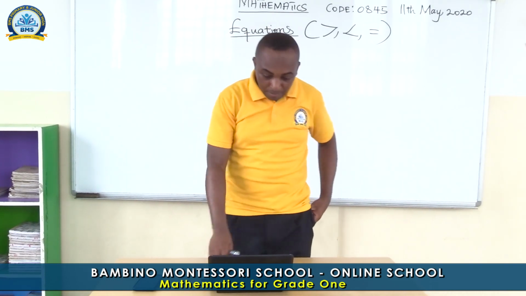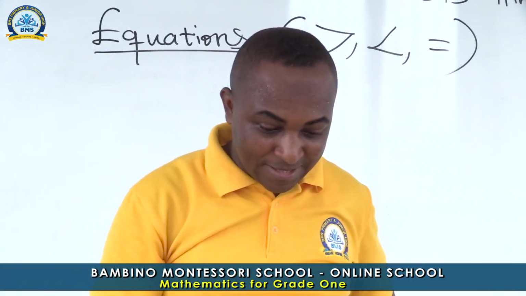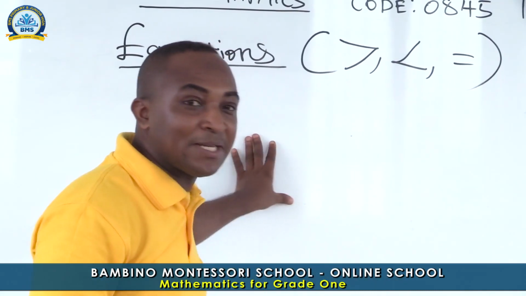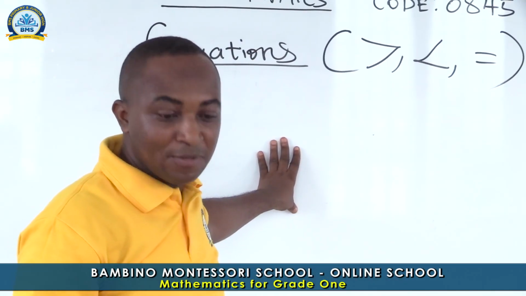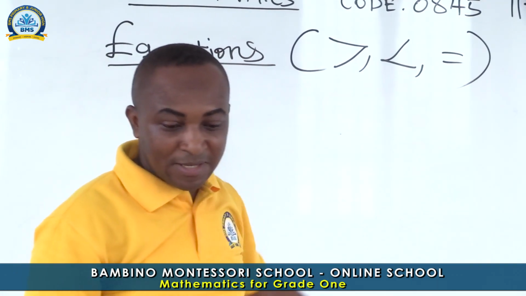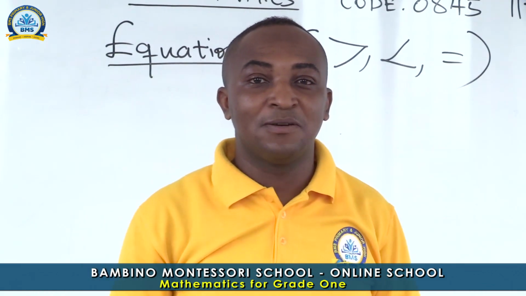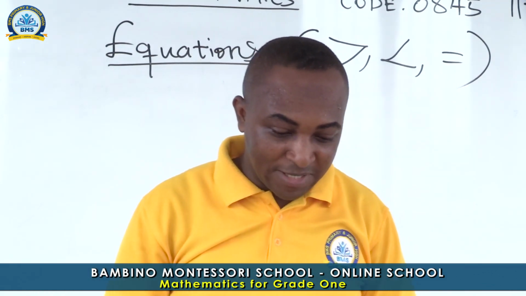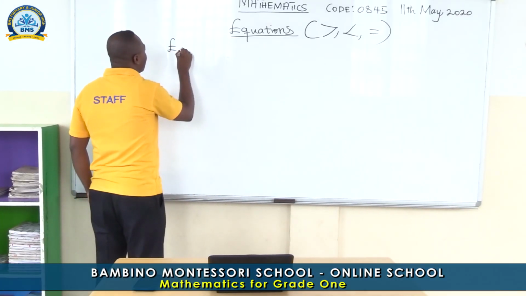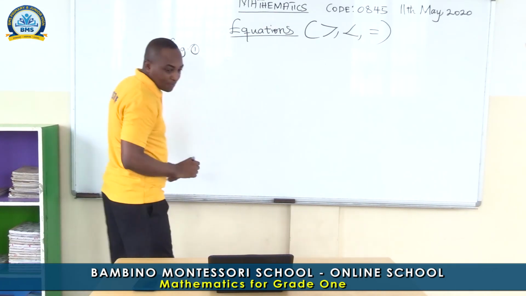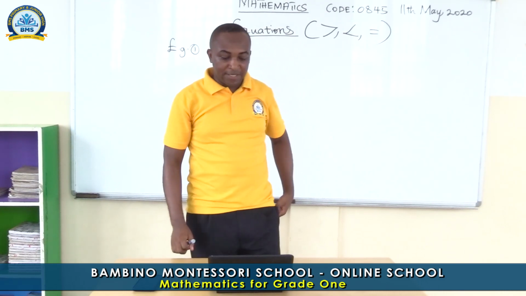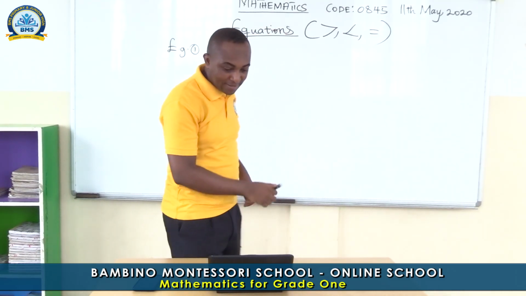Which equation matches the sentences? So I'm going to write a mathematical sentence on the board, and you are going to tell me which of these equations matches the sentences that I'm going to write on the board. So let's take the first example. Example 1. We have 30 is greater than 9.